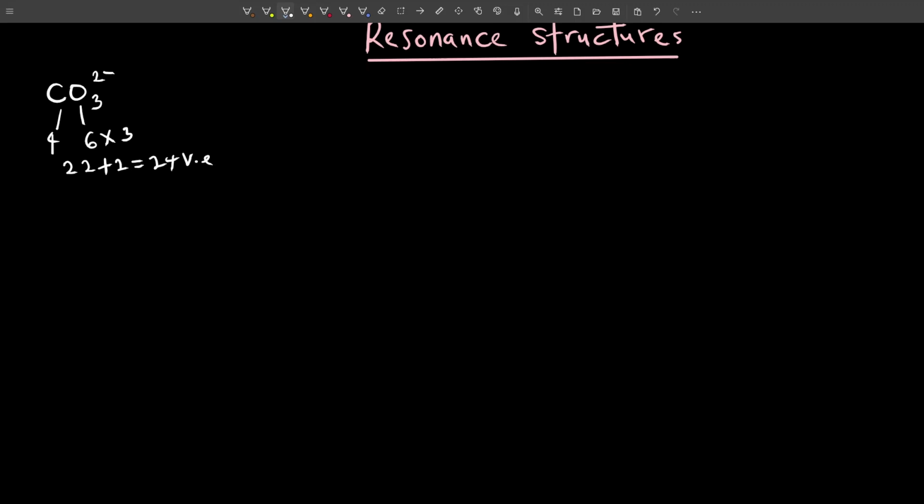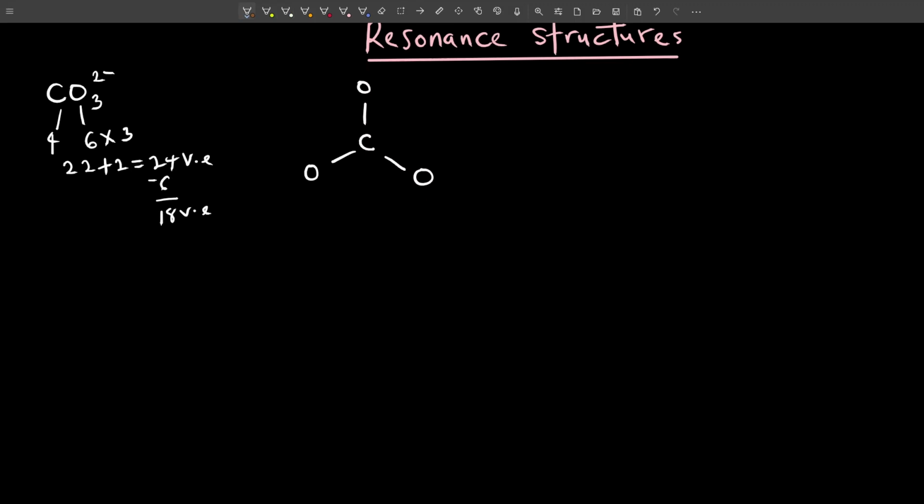We have a video on how to draw Lewis structures, so you can check it out for better understanding. So carbon is the central atom, and we have oxygen atoms as terminals. So we have 3 oxygen atoms. I've used up 6 electrons here. So if we subtract 6 from the total, we're going to have 18 valence electrons.